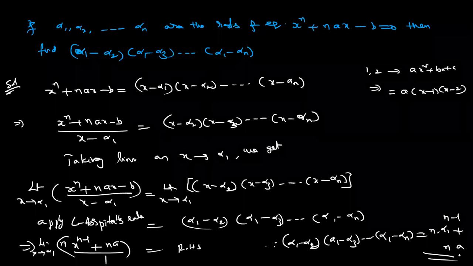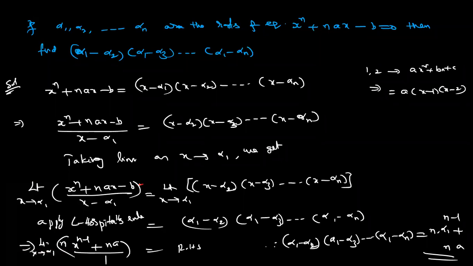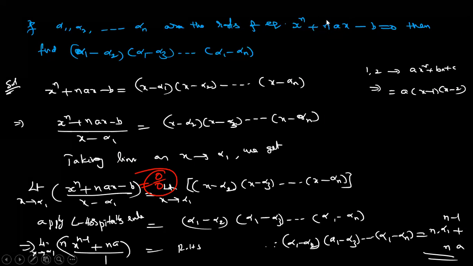Why am I applying L'Hospital's rule? Because the 0 by 0 form is coming in this case. That's why I am applying L'Hospital's rule. Why 0 by 0? The denominator is 0, but what about the numerator? Alpha 1 is the root of this equation. That's why the 0 by 0 form is coming.